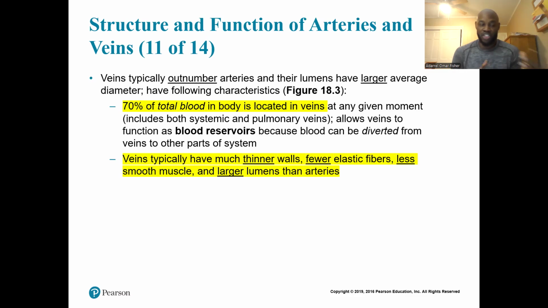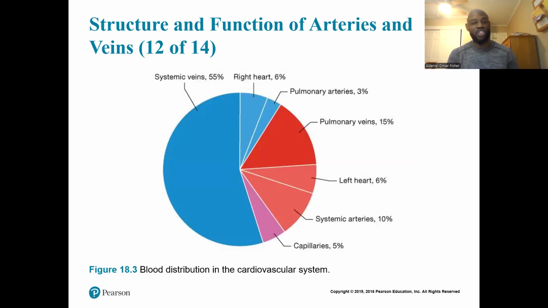Right? So your blood is sort of stored in your veins. It's not stored in your heart. Your heart is pumping, but it's sort of stored in your veins and working its way back to your heart. Veins typically have thinner walls, fewer elastic fibers, and larger lumens than arteries. Right? So this chart is just showing you how more blood is stored in the veins. That's more deoxygenated blood stored in the veins. And then you can see where the rest of the blood is in the body.